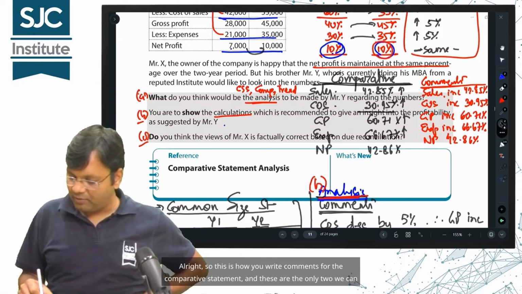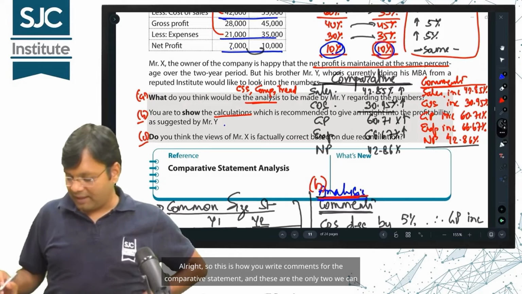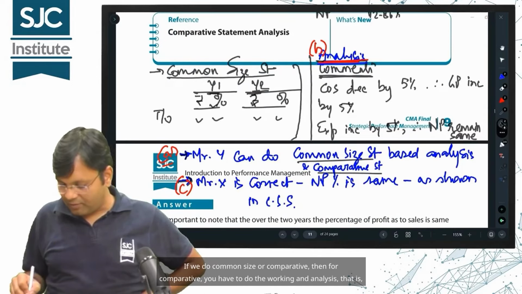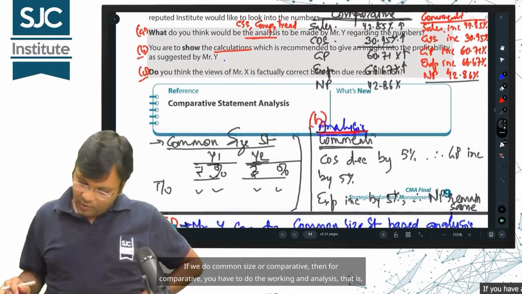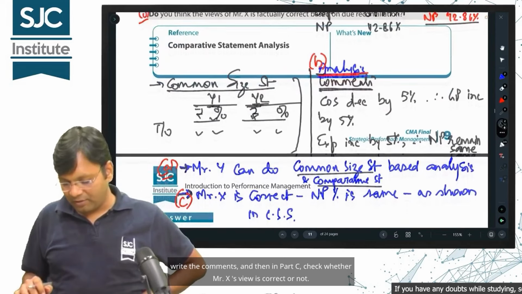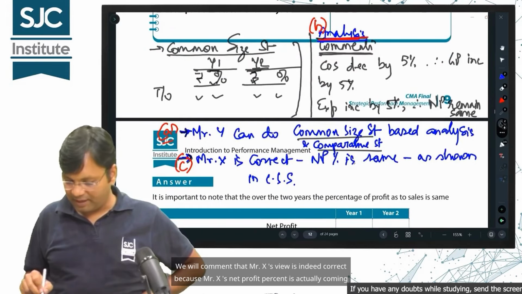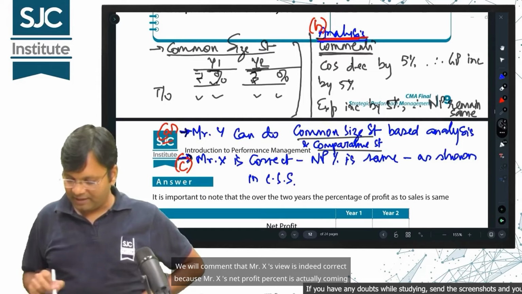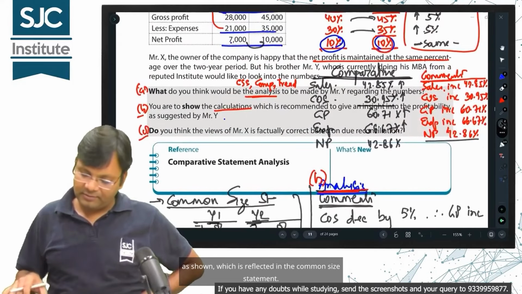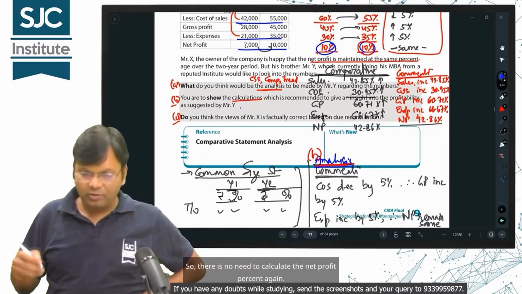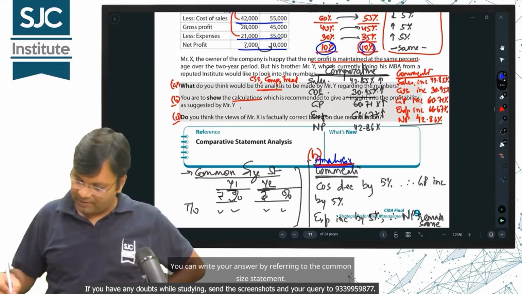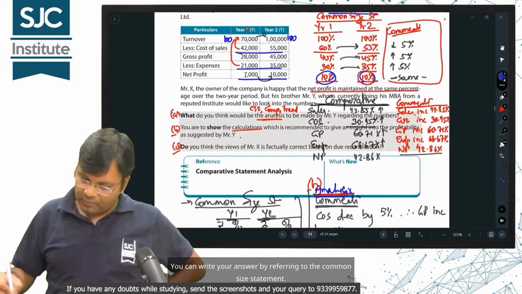Alright, so this is how you write comments for the comparative statement, and these are the only two we can do. Understood? If we do common size or comparative, then for comparative, you have to do the working and analysis, that is, write the comments, and then in part C, check whether Mr. X's view is correct or not. We will comment that Mr. X's view is indeed correct because Mr. X's net profit percent is actually coming as shown, which is reflected in the common size statement. So, there is no need to calculate the net profit percent again. You can write your answer by referring to the common size statement. So, this is all a part of part B.